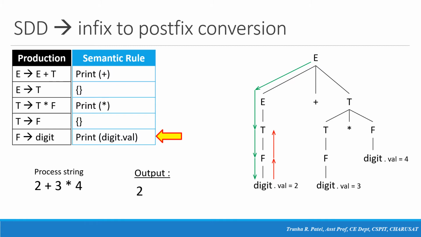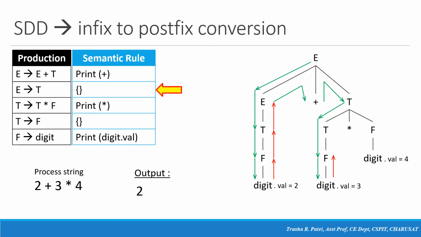Then F to T, again a reduction, but there is no rule associated with that, so it won't perform any action. Then T to E, again there is no semantic rule, so no action will be performed. Then E to plus, plus to T, T to T, T to F and F to digit. These are all derivation steps, so we won't be performing any semantic rule.